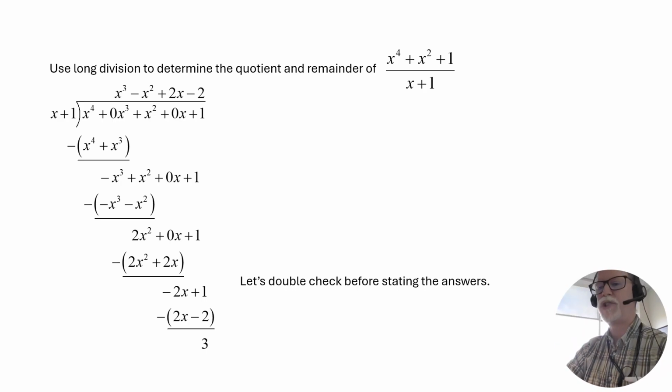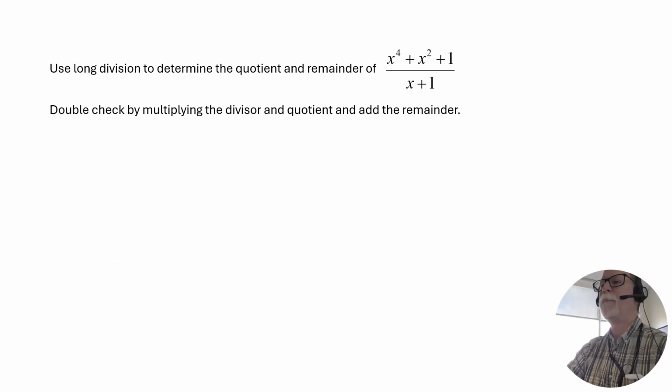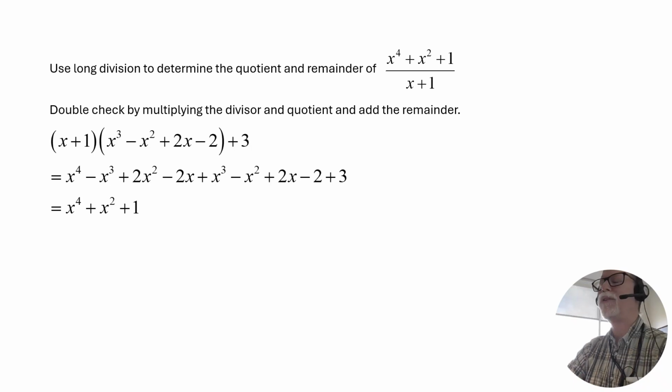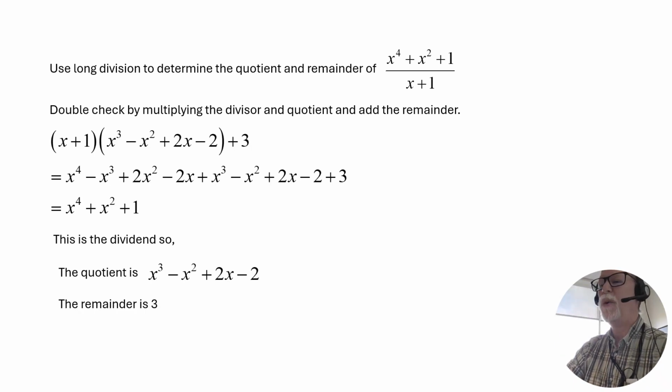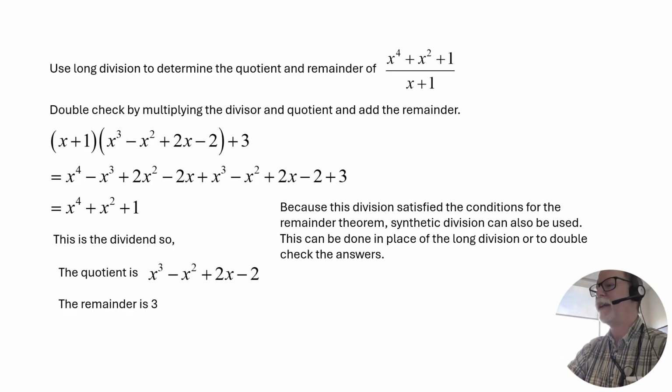All right, well, let's double check before we state those answers. So just like before, multiply divisor and quotient, add the remainder. There you go. So like that. This one also works with synthetic division, so I'm going to do that next as well.